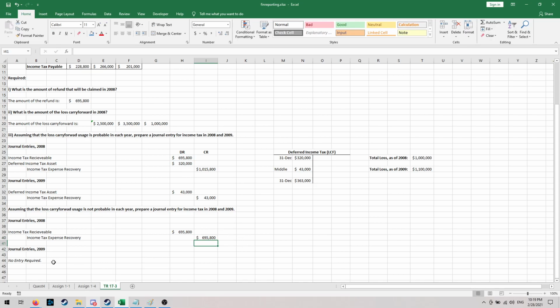And the same will be true of 2009. We're not going to make a journal entry in 2009 for this because there's no taxes to recover. And there's no loss to, well, there is a loss, but we're not going to carry it forward because we're worried we're going to go out of business. So that's everything. That's all the journal entries, and that's this whole question.